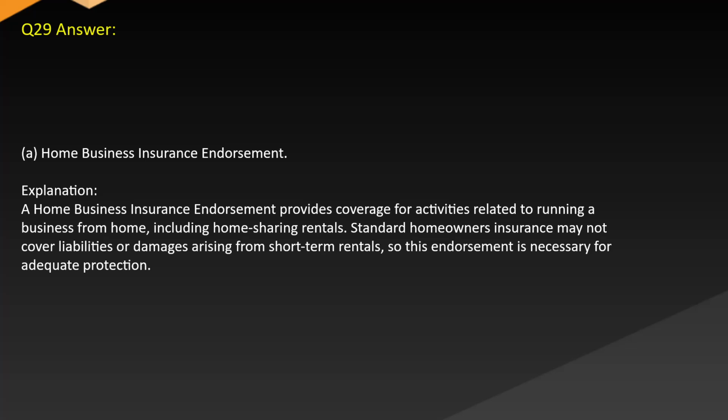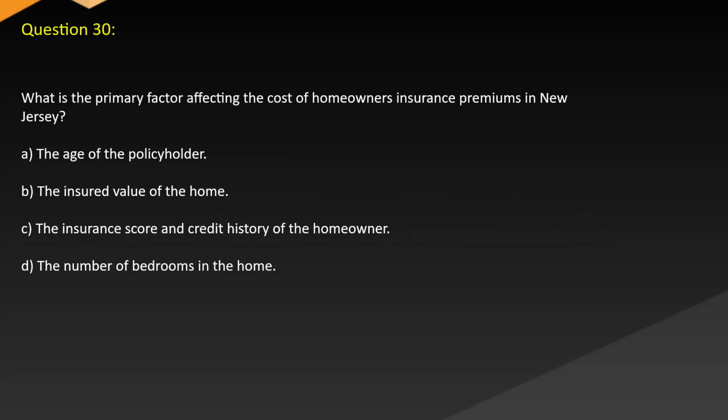Question 30. What is the primary factor affecting the cost of homeowners insurance premiums in New Jersey? A. The age of the policyholder. B. The insured value of the home. C. The insurance score and credit history of the homeowner. D. The number of bedrooms in the home.